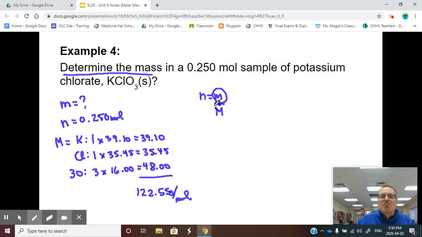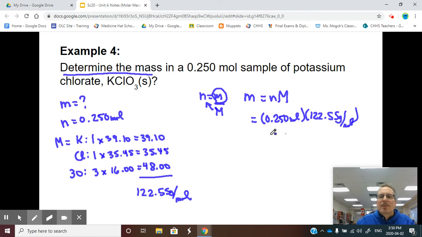We're going to solve for mass. So we're going to move the formula around. Mass equals moles times molar mass. Take 0.250 moles, times it by 122.55 grams per mole. And the answer is going to work out to be 30.6 grams.